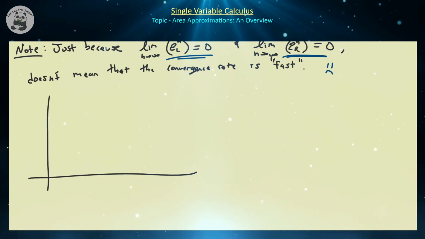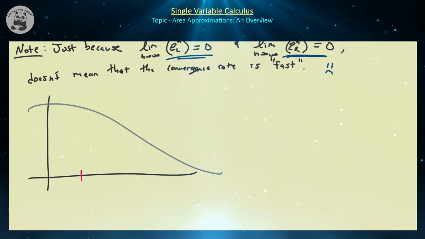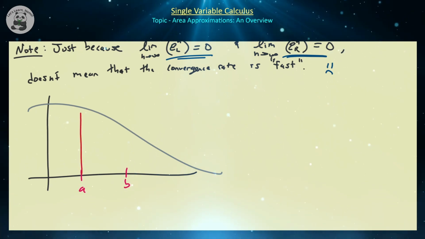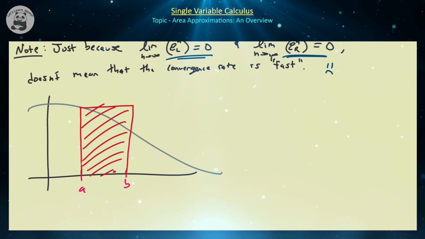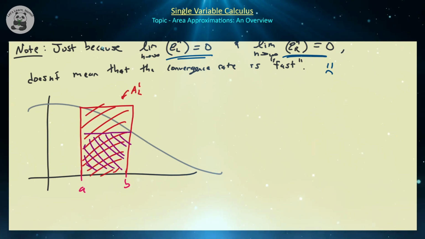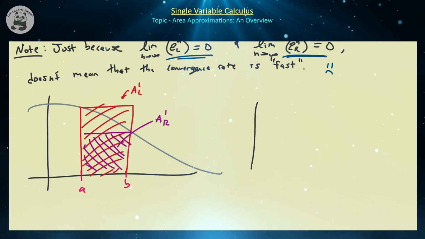So let's look at our little rectangle approximation. Let's just do one interval, one rectangle. So this right here is our over approximation, in particular A1L. And then here in purple, that is our A1R. Can we do better than this, even with just one rectangle? The answer is, of course, yes.